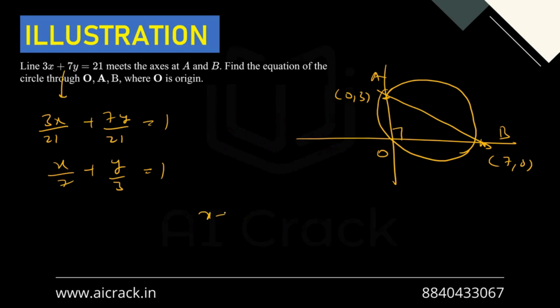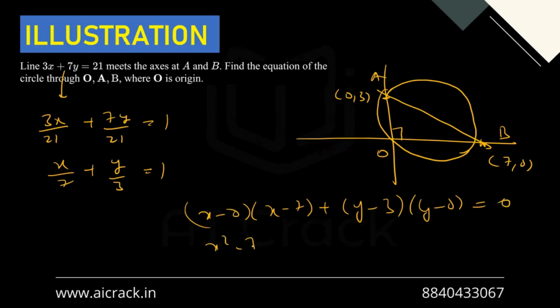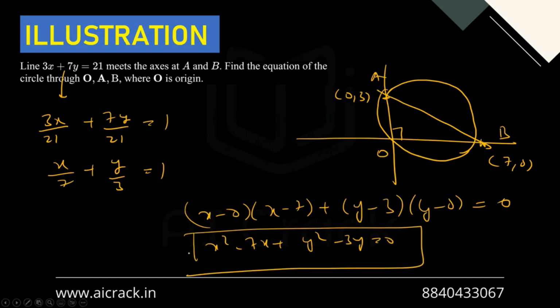So that would give me x minus x1, that is 0, x minus x2, that is x minus 7, plus y minus y1, that is 3, and y minus y2, that is y minus 0, equals 0. So this would become x square minus 7x plus y square minus 3y equals 0. So this is the equation of our circle.